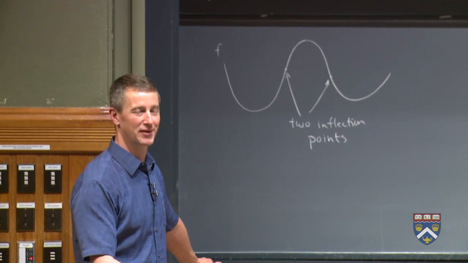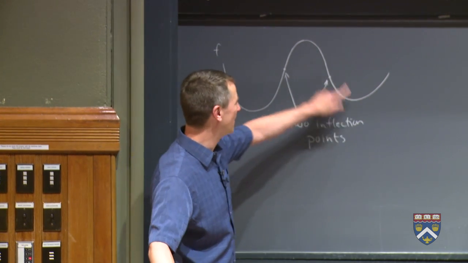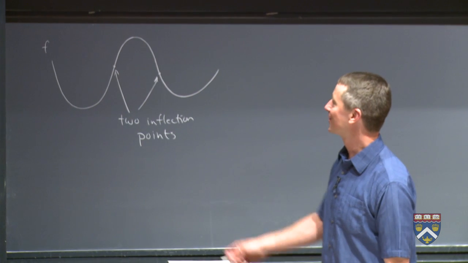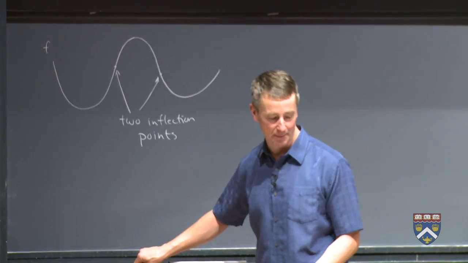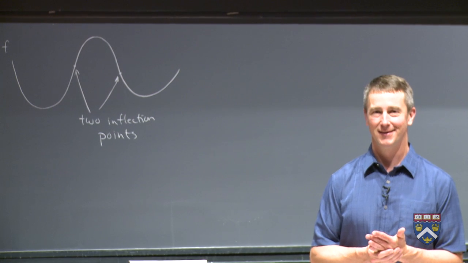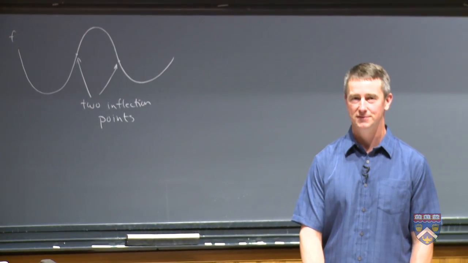So let's use the word inflection point correctly in this class. This point is called the minimum. This is a minimum. This is a maximum. That's not what we're talking about when we mean inflection point. A place where we change between concave up and concave down, that is what we mean by an inflection point. And now we have a check your understanding for you about sketching graphs of derivatives.